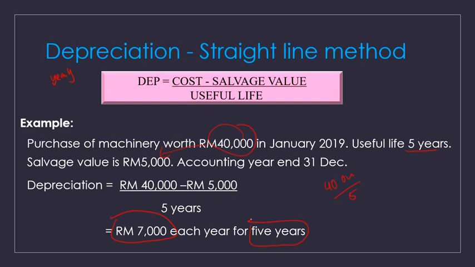Okay, susut nilai dia. Kita seperti kata dia, barang yang kita beli ni, machinery ni, harga dia ada dalam masa 5 tahun, useful life. Macam jangka hayat dia lah 5 tahun. So bila kita buat depreciation ni, pada tahun ke-5 machinery kita akan berada di RM0. Okay, ada zero, tak ada value dah.